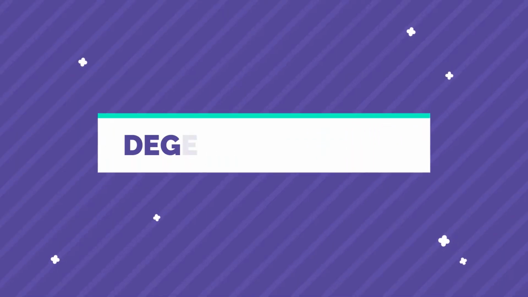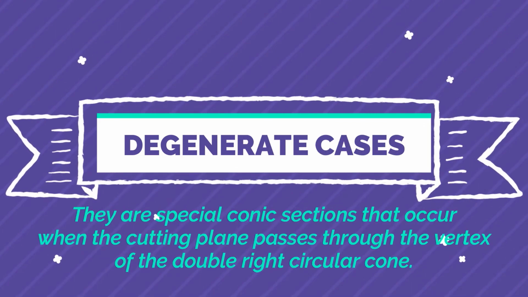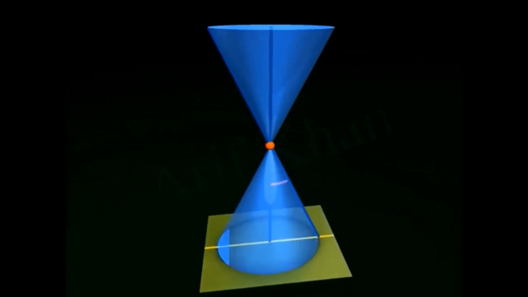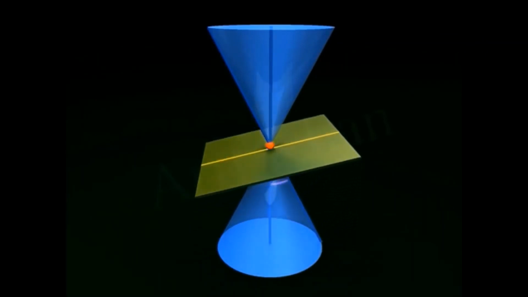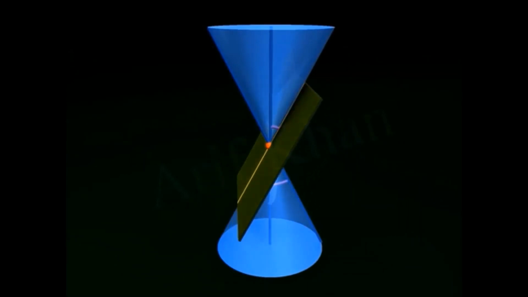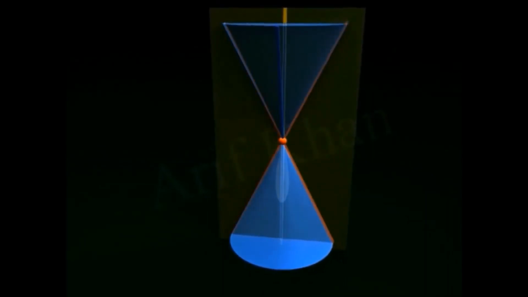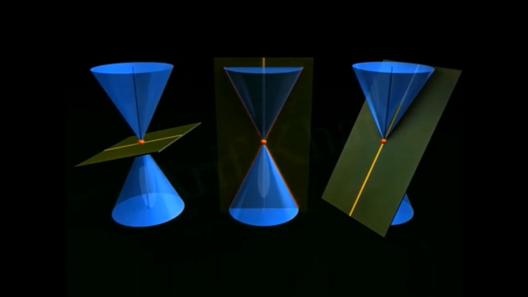Degenerate cases are special conics that exist or occur when the cutting plane passes through the vertex of the double right circular cone. If the cutting plane intersects the double right circular cone at its vertex, the circle and ellipse both turn into a point, the parabola becomes a line, and the hyperbola becomes two intersecting lines. The figures so obtained are called degenerate conics.